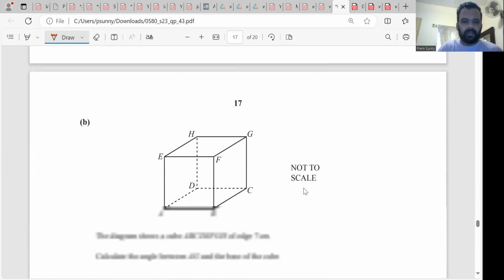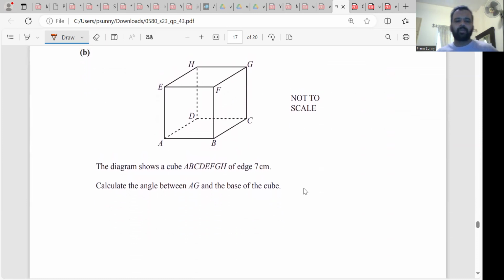So the perimeter of the shape will be 78.6 centimeter. Now the B part, the diagram shows a cube ABCDEFGH of edge 7 centimeter. Calculate the angle between AG and the base of the cube. So what we need to do is find out the angle between this AG and the base. This is the right angle triangle that we are considering, and we need this angle theta. We know this is 7, so I need this AC. For AC, I'm going to consider the right triangle ABC and use Pythagoras, because this is given as 7 and this is given as 7. A cube of edge 7 centimeter means all the sides will be 7.